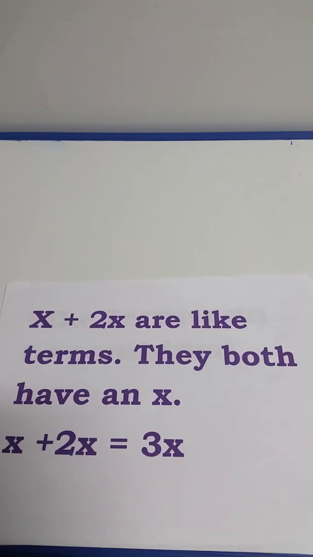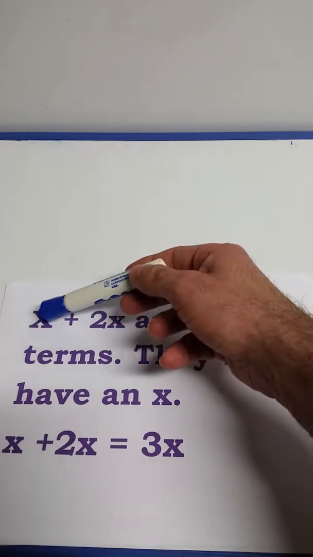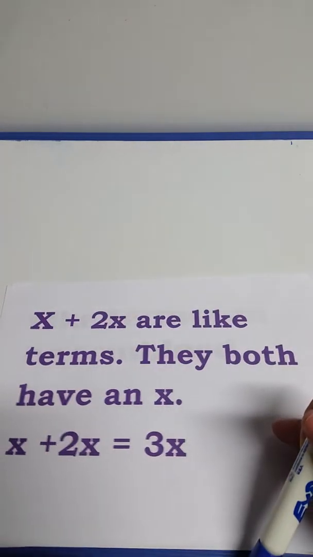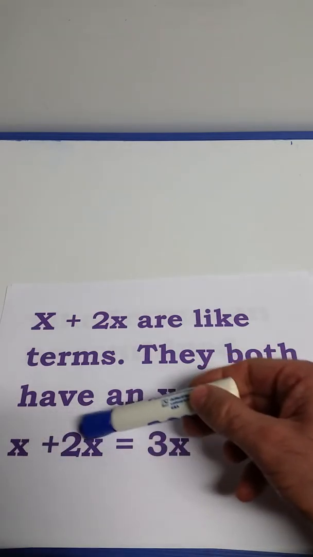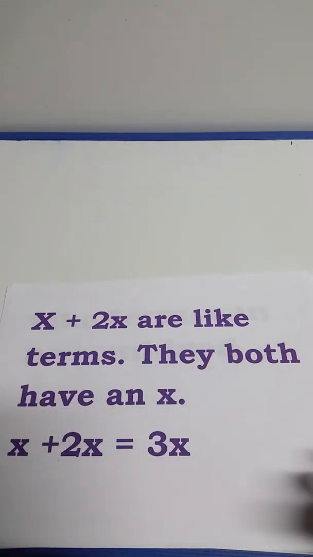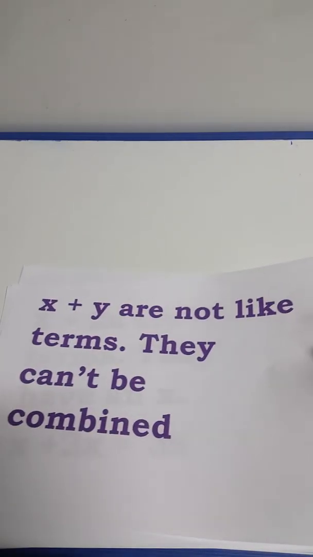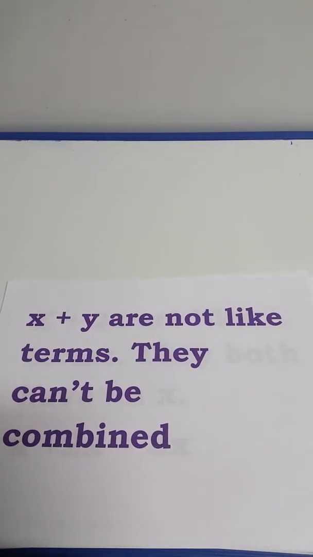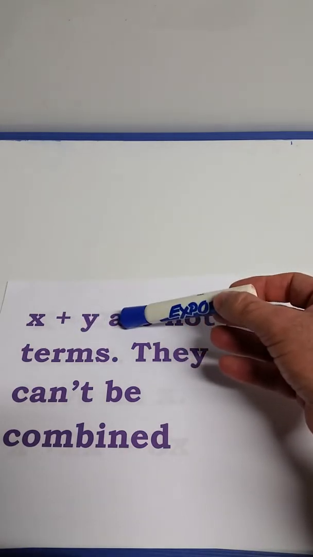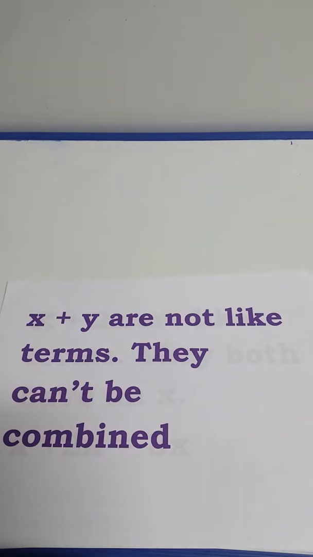Well, they're like terms because they both have an x. If you had one x and then you had two x's, you would have three x's. x plus 2x is 3x. They're both like terms because they both have an x. Now, over here, x plus y, they're not like terms, so they can't be combined. If you had x plus y, you can't combine them.